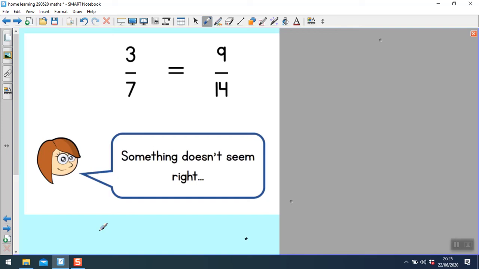This is now the last slide. Something doesn't seem right. Can you work out what's gone wrong and write down the correct fraction that is equivalent to 3/7? Pause the video while you do this.